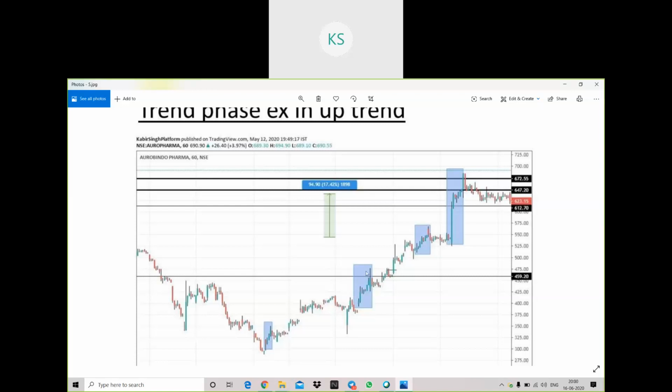And if you see here also, from this point to this point, the momentum of the stock has been very great. Hardly in 9 candles it has covered a big distance. Then again see this part, it is in line with the main trend in the upward direction, and the highlighted part is also green candles. Here we get one trend phase and here we get one trend phase.